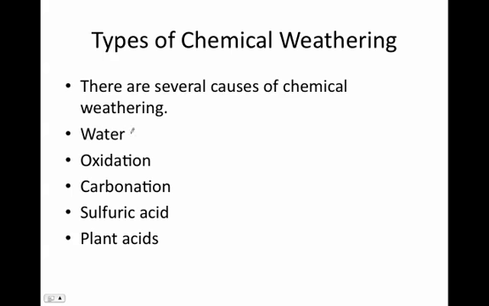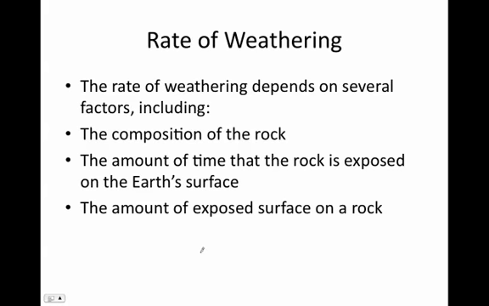Here are some types of chemical weathering. Water can react chemically with certain minerals, again creating color changes and changing the mineral composition. Air, the oxygen in the air, can help oxidize rocks, creating a color change. Carbon dioxide in the air can help react chemically. Some areas have acid rain, especially industrialized areas, and that acid rain that falls down can help chemically wear down rocks. And some plants produce certain acids which might help chemically break down rocks.